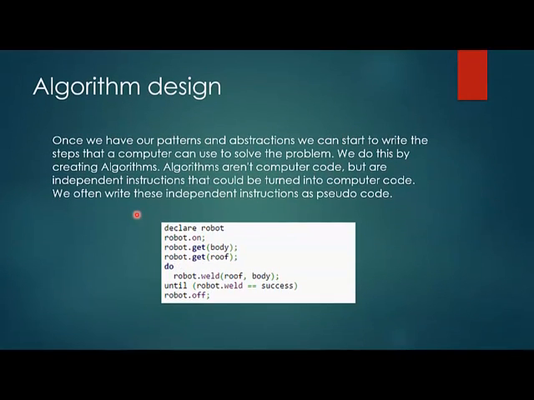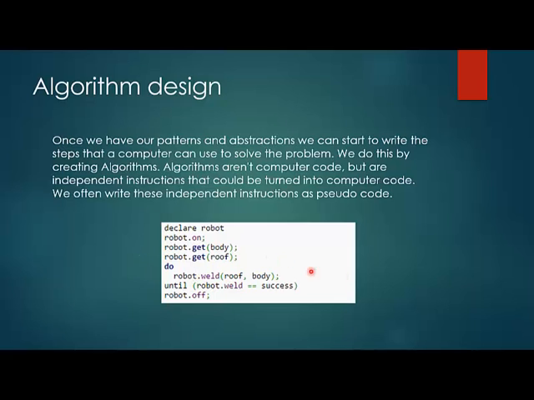And the final step is obviously algorithm design. Once we have the patterns and the pseudocode written, we decide how the code's going to work. We can decide what the code's going to look like. So as you can see over here, declare robot. So we're calling a robot. Robot is a variable. Robot turn on. So we're turning the robot on. Robot get body. So we're telling the robot to get the body. Robot get roof, and then we're telling the robot to weld the roof and the body together until the weld is successful, and then turn the robot off.